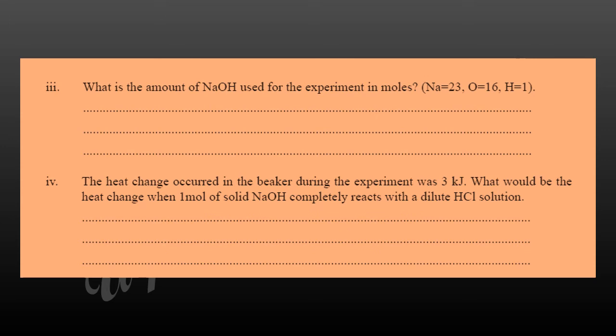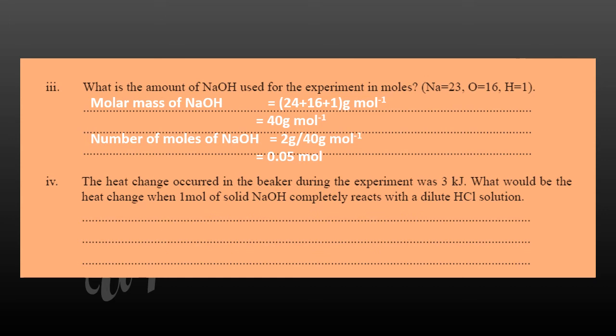Now part 3. What is the amount of sodium hydroxide used for the experiment in moles? You have been given the relative atomic masses of sodium, oxygen and hydrogen. Molar mass of sodium hydroxide equals 24 plus 16 plus 1 in grams. So that is 40 grams per mole. Then number of moles of sodium hydroxide equals 2 upon 40. That is 0.05 moles.